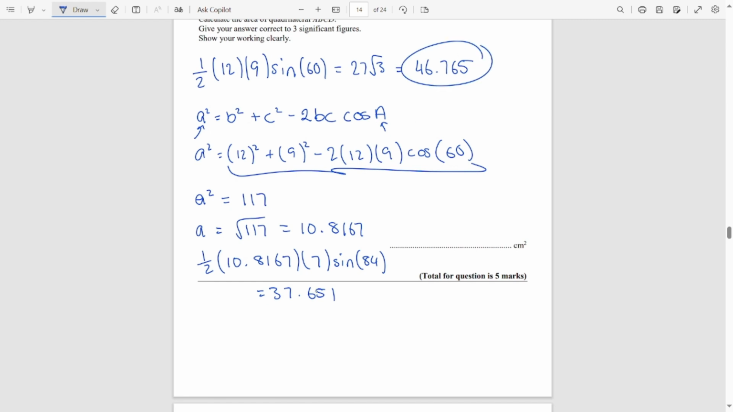I have this thing and this thing. So for the total area of the shape, we're going to add those. This is 46.765 plus 37.651. And then what did it want it to? 3 significant figures. So that's 84.4.